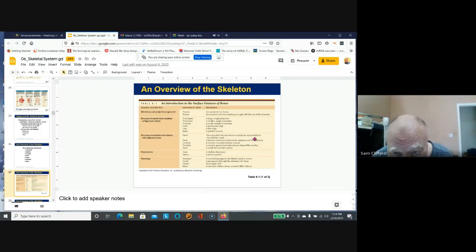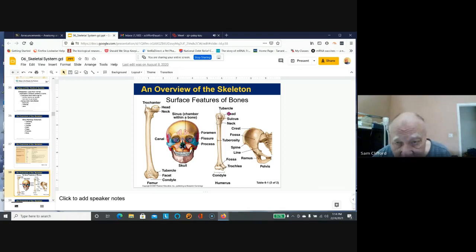Introduction to the surface features of bones. So, what are these surface features? A head, a little bump, a neck, fossa is a flat area. You have spines, you have lines, you have other extensions that are involved in joint formation and where ligaments hook on and where the whole bones are held together in joints and where tendons attach to muscles and so on.